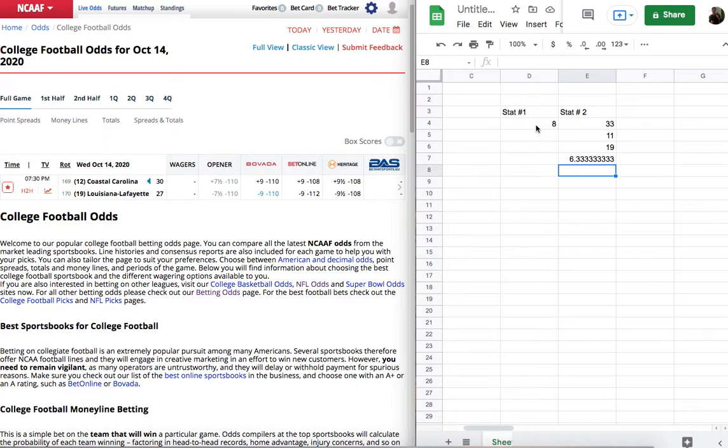So just to review all this, the first stat, and you'll see this if you build enough models, sometimes a stat just works out, where all I did was subtract the Coastal stat that I was using minus the Louisiana Lafayette stat. It came to an 8. However, this stat ended up being a 33. So I took this 33 and divided it by 3. That gives me 11. And then I took this number, added it to the first stat, and I got 19. And I took that 19, divided it by 3, and that gave me a 6. So again, for this game, my line was Coastal Carolina minus 6.